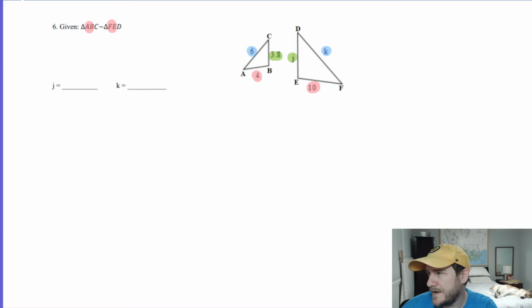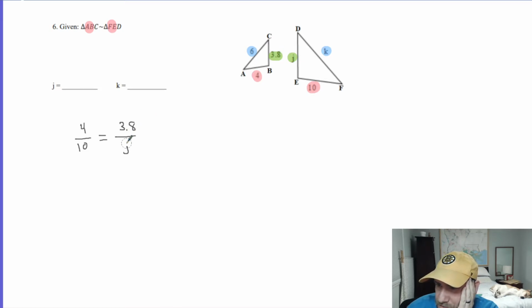So with all of those values matched up and corresponding, we know that we're going to write proportions that involve the 4 over 10. That's our similarity ratio. And then if you're solving for J, then you'll grab whatever corresponds with J. You'll put the 3.8 in the numerator, the J into the denominator. Now this is correctly set up. So we solve by cross multiplying. We get 4 times J, and 10 times 3.8 is just 38. So you divide by 4.